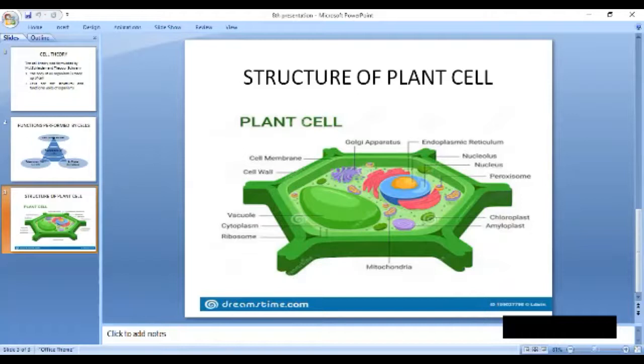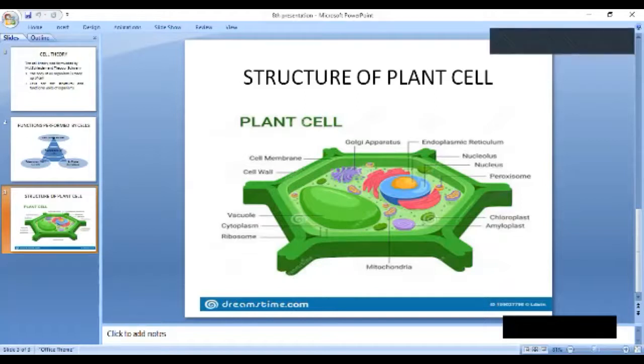Then comes the mitochondria. Mitochondria is known as the powerhouse of the cell. Why is it known as the powerhouse of the cell? Because it helps in the storage and production of energy. Is it clear for you? So, which organelle is known as the powerhouse of the cell? Mitochondria is known as the powerhouse of the cell. Why? Because it helps in the storage and production of energy.